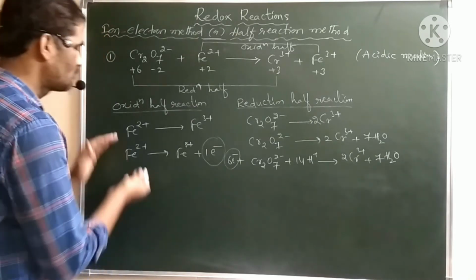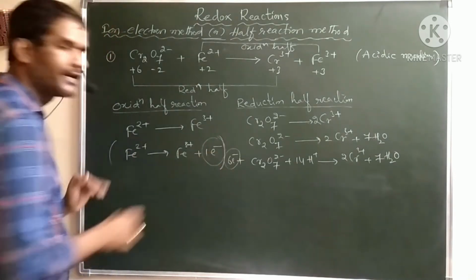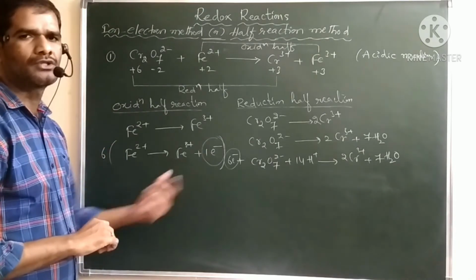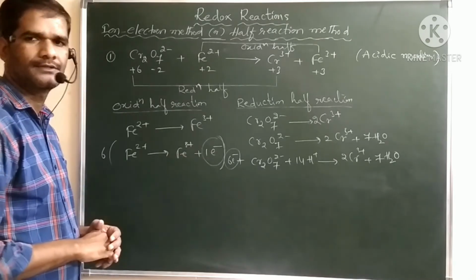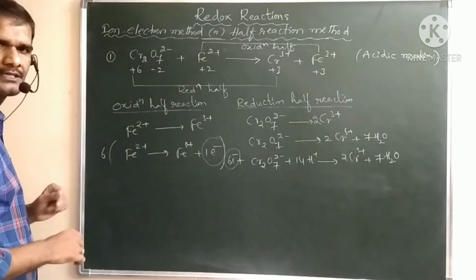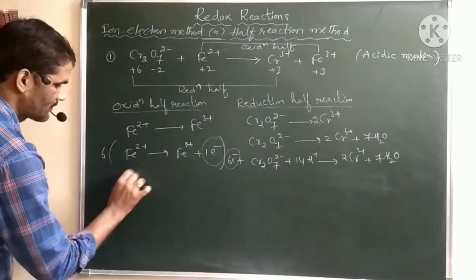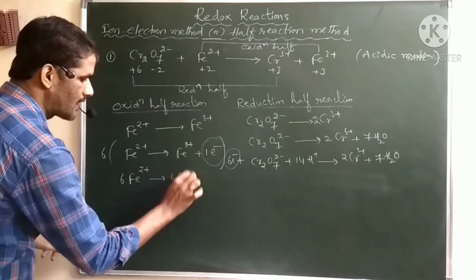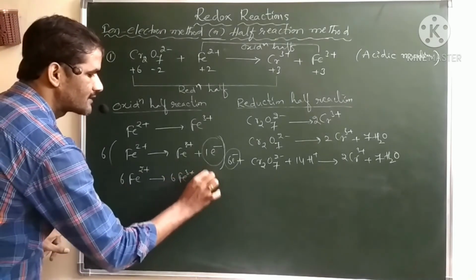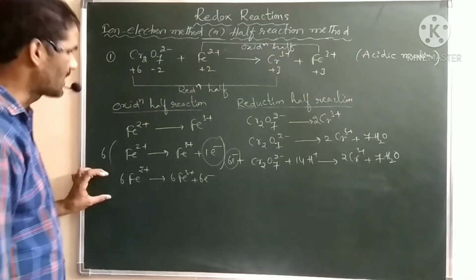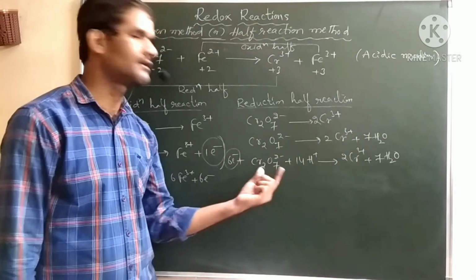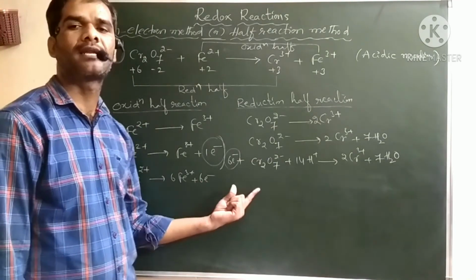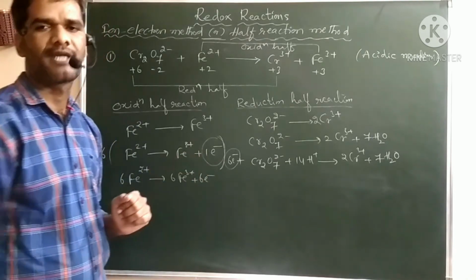How can we equalize? Just multiply the entire reaction with a suitable factor. What is the suitable factor here? 6 only. If you multiply with 6, we will get 6 electrons. So now this oxidation reaction will become like this. Finally, 6 Fe2+ will give 6 Fe3+ and 6 electrons. Now this is the final oxidation reaction and this is the final reduction reaction. So after equalizing the electrons, we have to add both the half reactions.